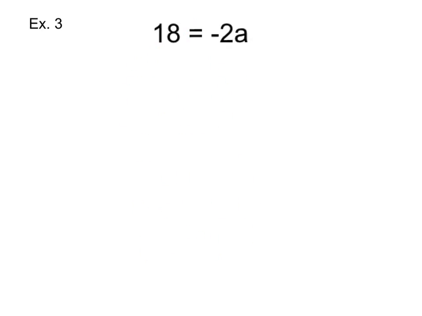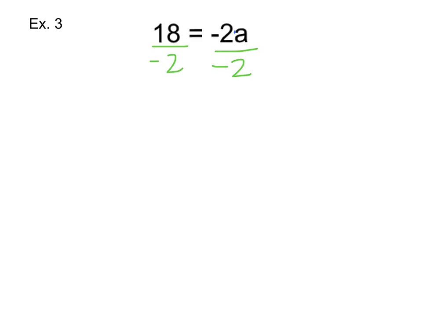Okay, now we have our third example. 18 is equal to negative 2a. Remember, if you don't see a sign in between the negative 2 and the a in this case, that means you're multiplying. So I'm going to stick a little multiplying dot in there. So again, you need to ask yourself, what's the opposite of multiplying by negative 2? That would be to divide by negative 2. So I'm going to show division by writing it kind of like a fraction.